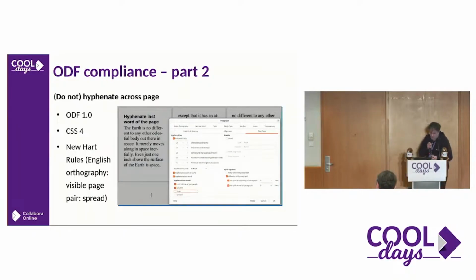Another ODF compliance problem was disabling the hyphenation of the last line of the page. You can see here, there was a hyphenated line at the end of the first page, but thanks to this new setting, it is possible to disable the hyphenation of the last lines, and not only of pages, but of columns too. And there is an English term for the visible word, page spread. So it is possible to disable only on the right page in a normal book.